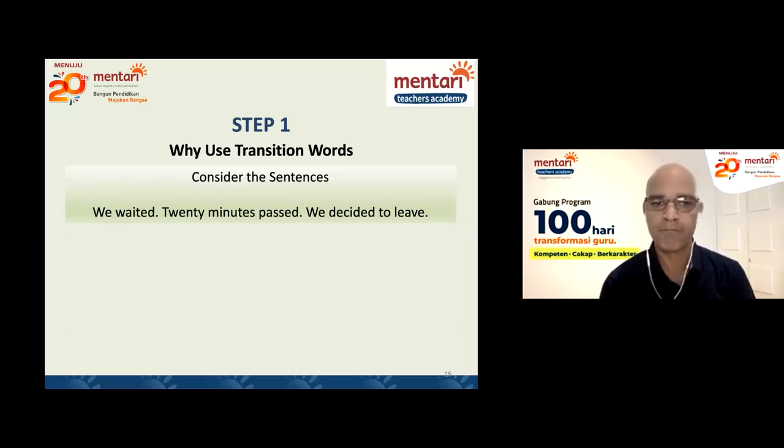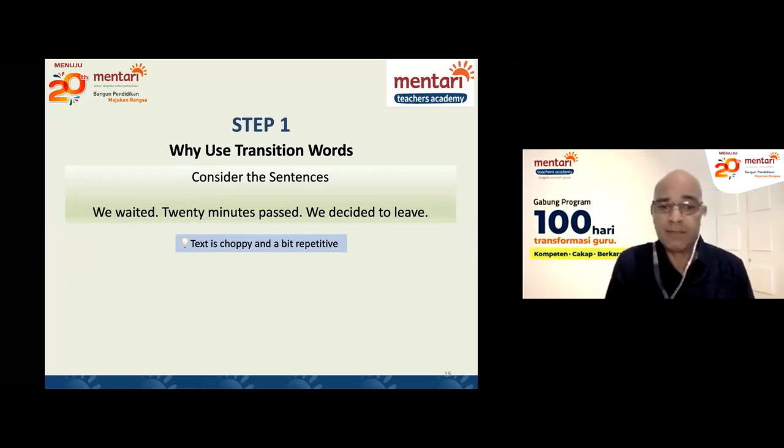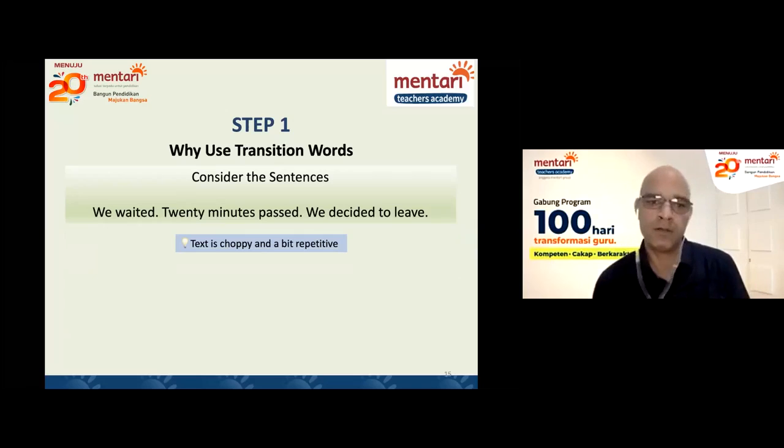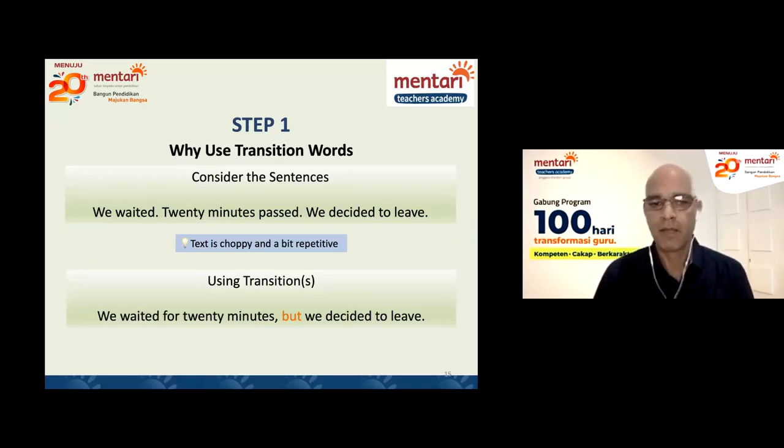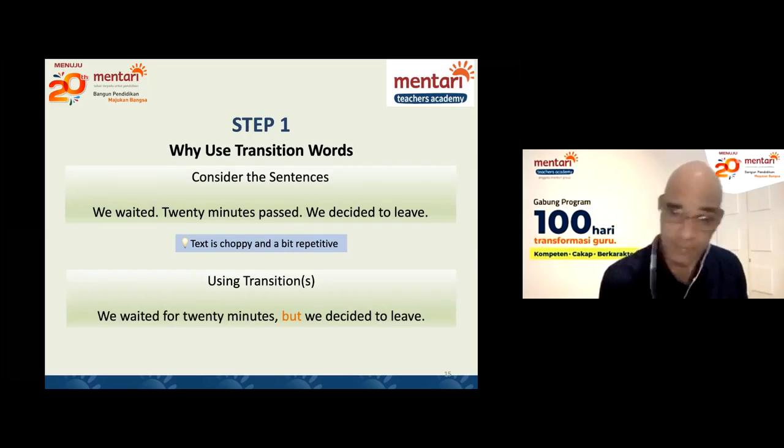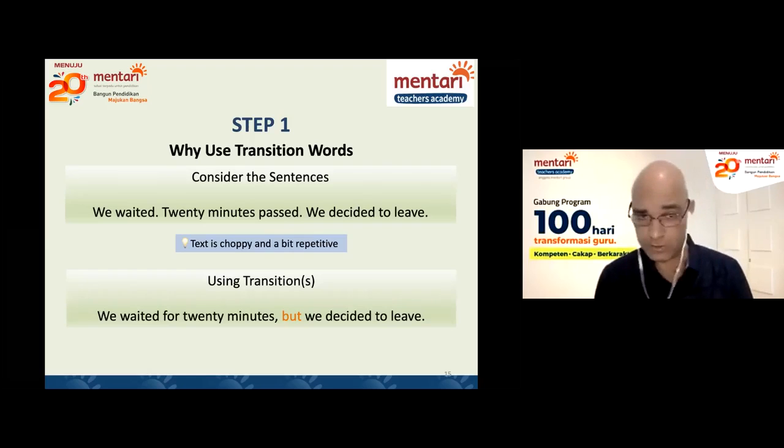Another example: we waited, 20 minutes passed, we decided to leave. Again, the text is a little bit choppy. It depends on the context, right? Because in some contexts, this text would be okay, but in other contexts, it would be a little choppy, with too many pauses, and also repetitive. But you can say, we waited for 20 minutes, but we decided to leave. Or you can even say, we waited 20 minutes, but decided to leave. You can even eliminate "we" if you want to.